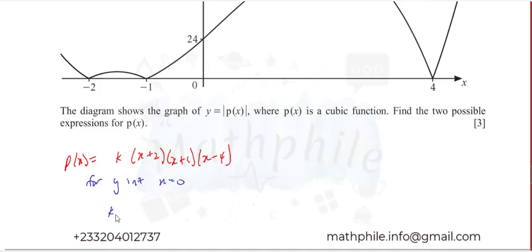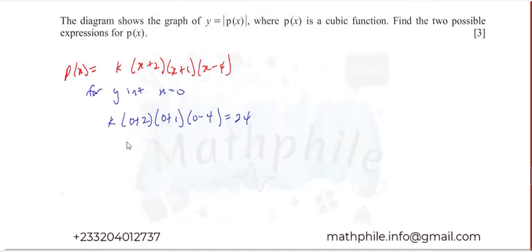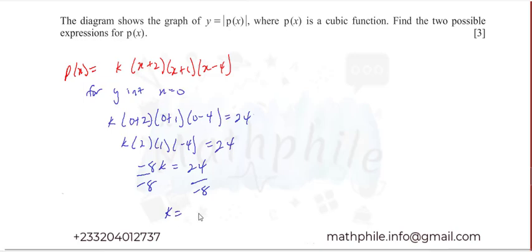So this gives you k, brackets open, 0 plus 2, 0 plus 1, then 0 minus 4. This is going to be equal to 24, since the y-intercept is 24. This simplifies to k multiplying 2 times 1 times negative 4. So this gives you negative 8k is equal to 24. Divide both sides by negative 8. K is equal to 24 divided by 8, which is 3.